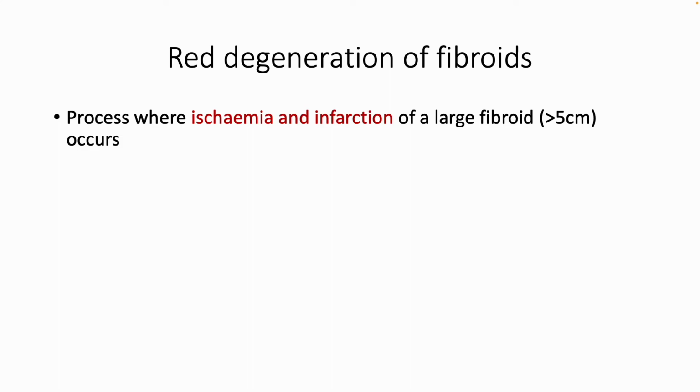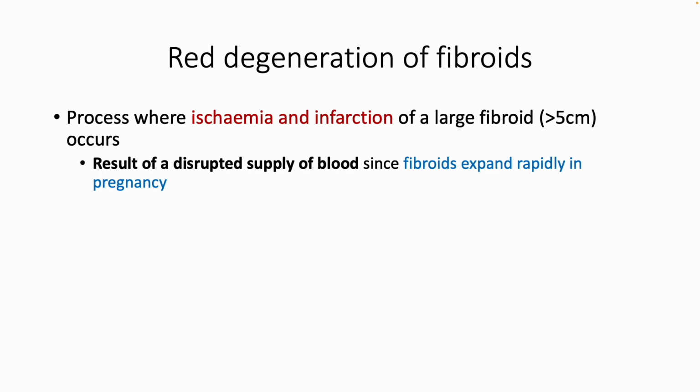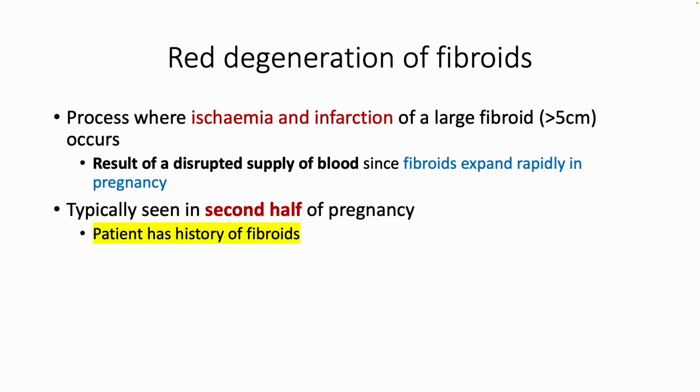Lastly, just a quick overview of red degeneration of fibroids. It occurs when ischemia and infection of a large fibroid happens in a patient, usually one that is pregnant, and that is due to the disrupted blood supply where the fibroid outgrows itself due to its response to the hormonal changes during a pregnancy. It is seen typically in the second half of pregnancy, especially the 2nd and 3rd trimester, and the patient has a key history of fibroids before being pregnant.